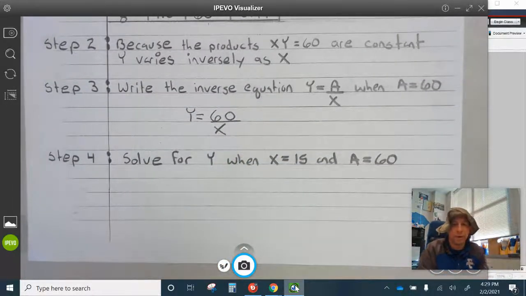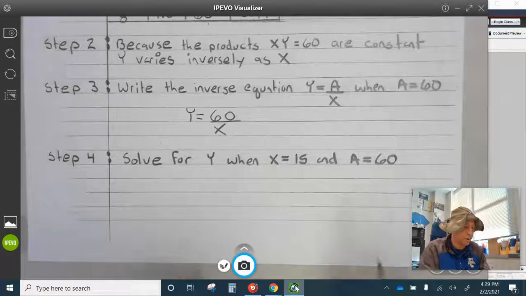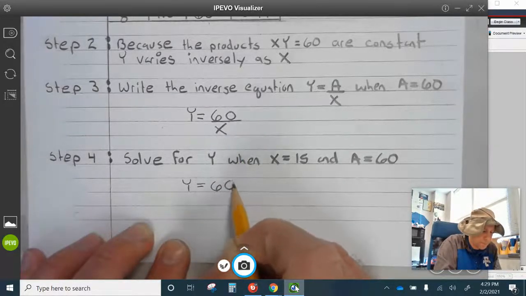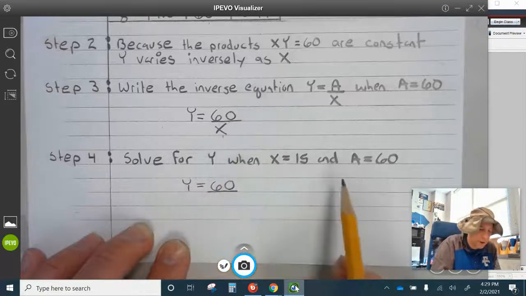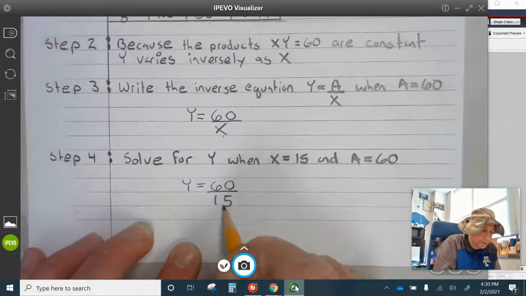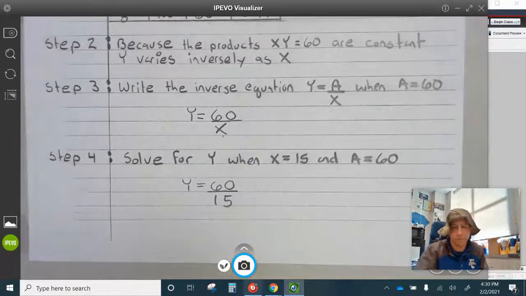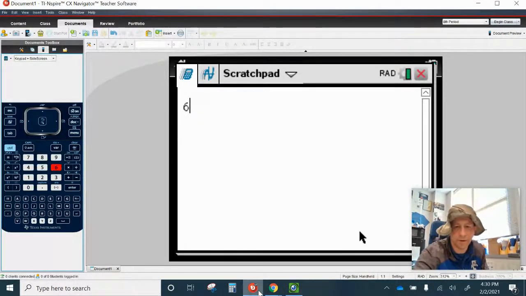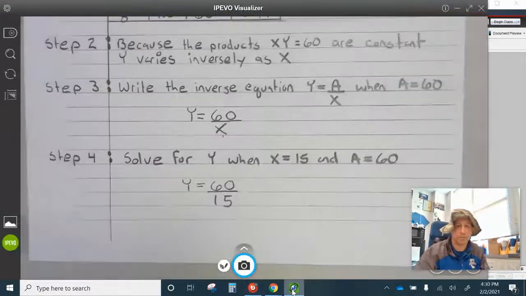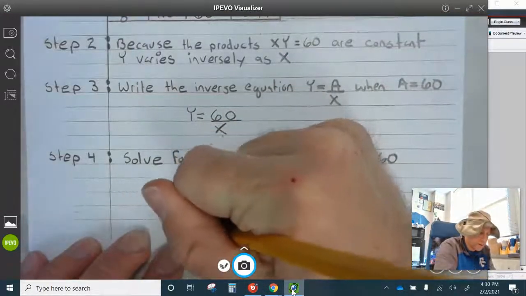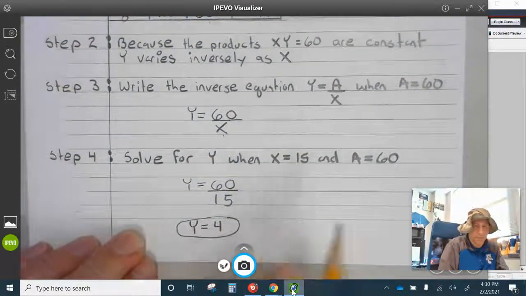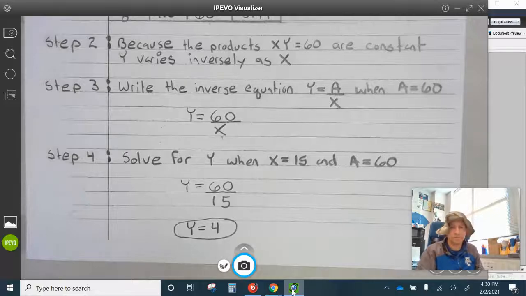Now, solve for y when x equals 15 and a equals 60. Well, we already have a equals 60. So that's y equals 60 divided by x, now x is 15. So that's 60 divided by 15. We can come to our Inspire and delete this. 60 divided by 15 is 4. So y equals 4. All right, go ahead and finish up example 1.